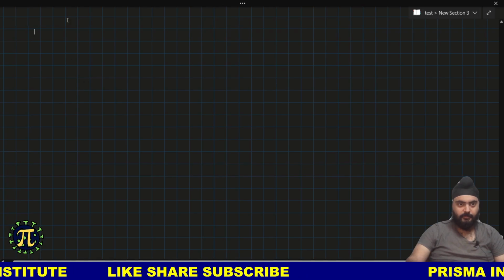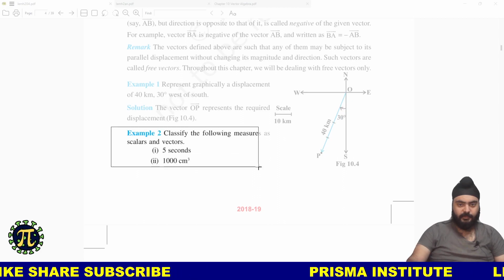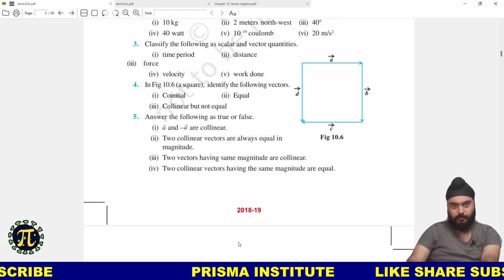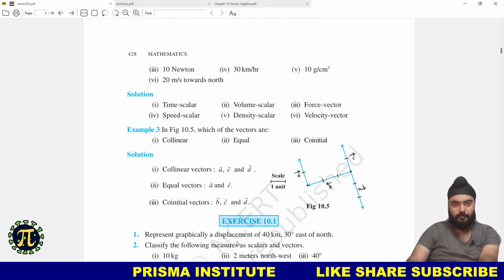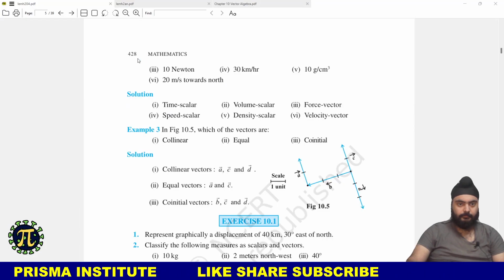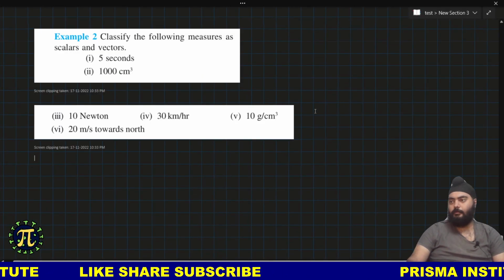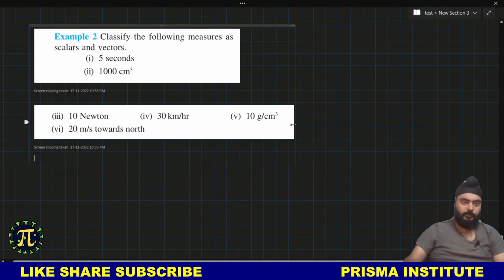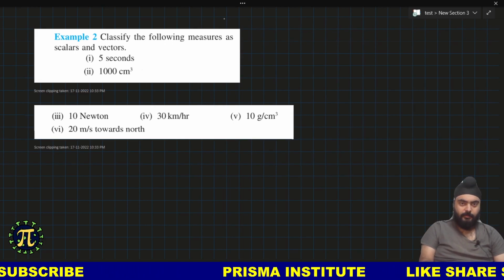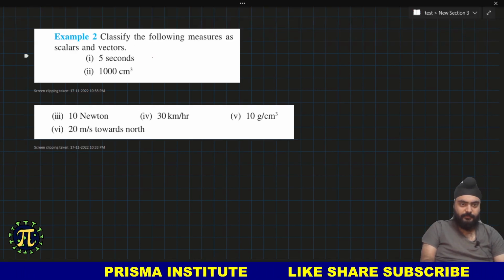So this one is example 2. Classify the following measures as vectors or scalars. I should check the next page also if there are more. Okay, so there are more, so I'll insert them also here. So 5 seconds. We know time is a scalar. We do not need to give a direction to define time. So this quantity here is a scalar.